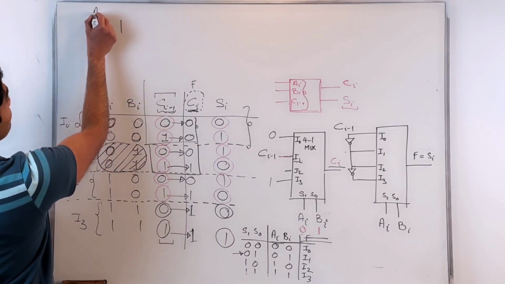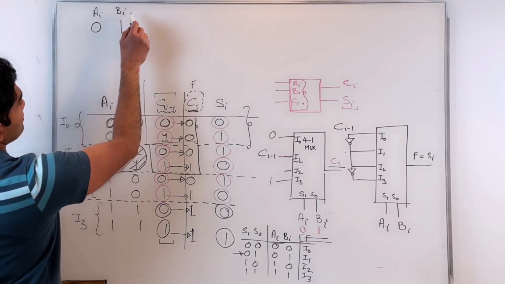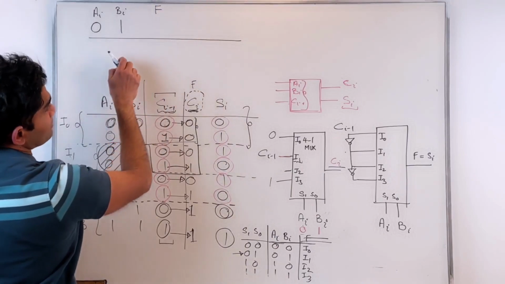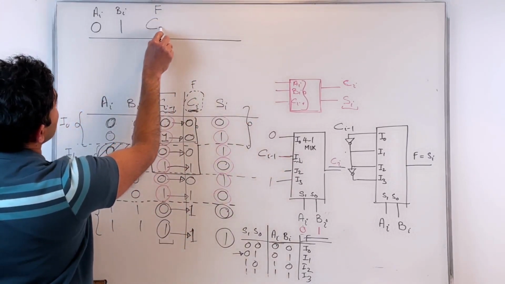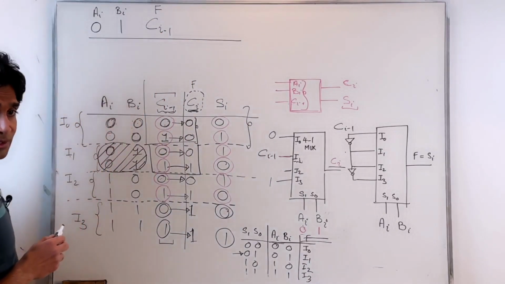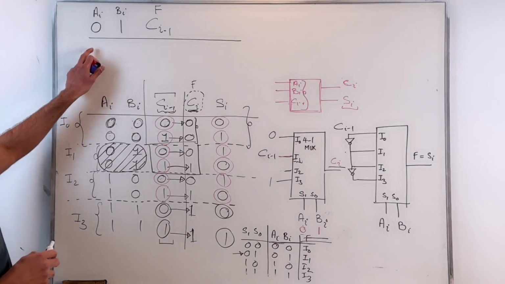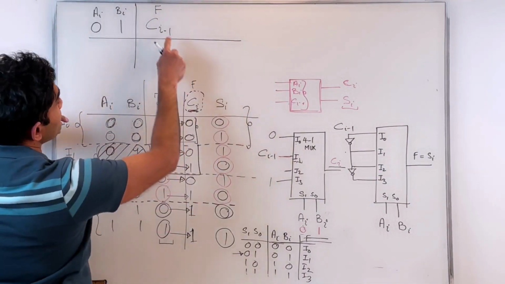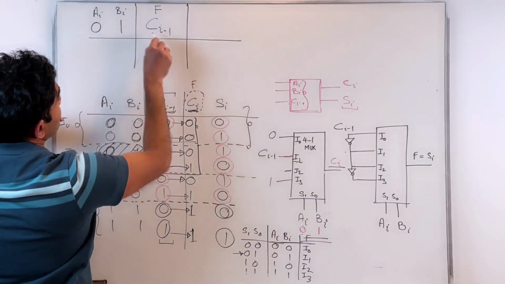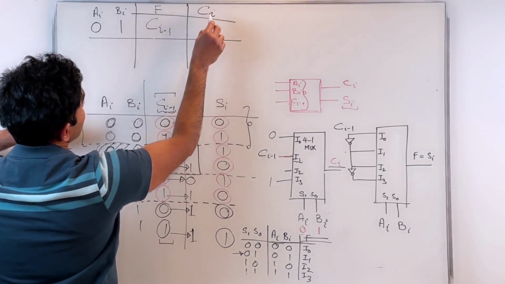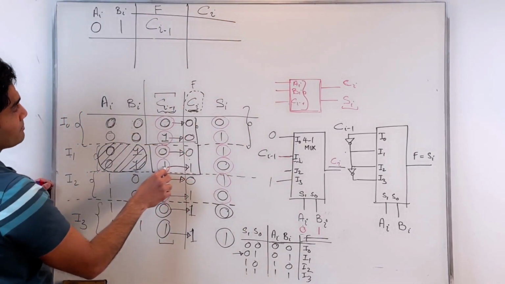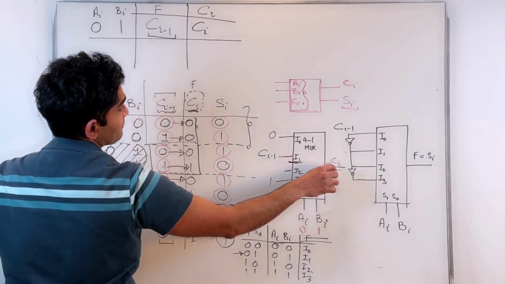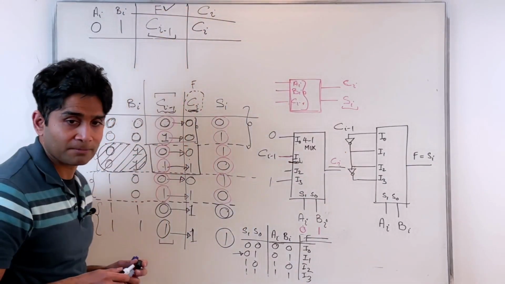So Ai, Bi are fixed, right? And I'm applying Ci minus 1 here, so my function becomes Ci minus 1, right? Does that make sense? If Ai, Bi are fixed, applying Ci minus 1 here, I get Ci minus 1, okay? And what should be Ci? Ci is nothing but Ci minus 1, right? So by applying Ci minus 1 on I1, I get the right function, function Ci.